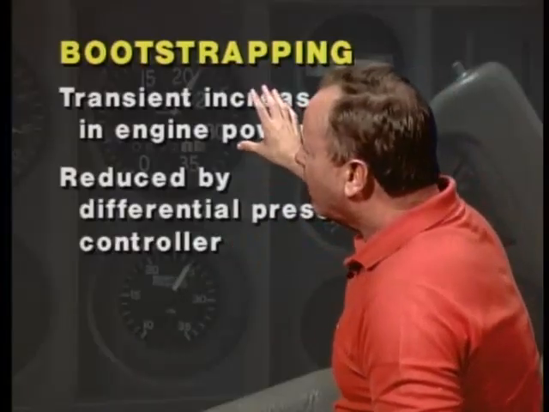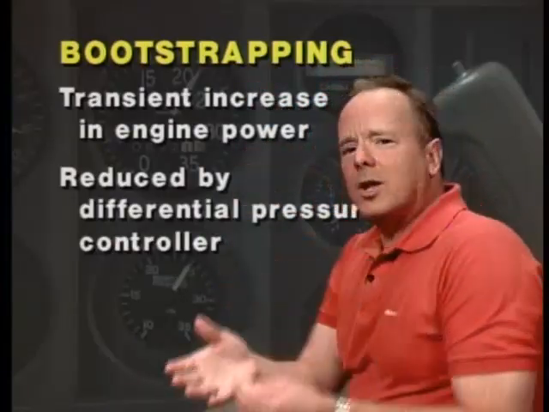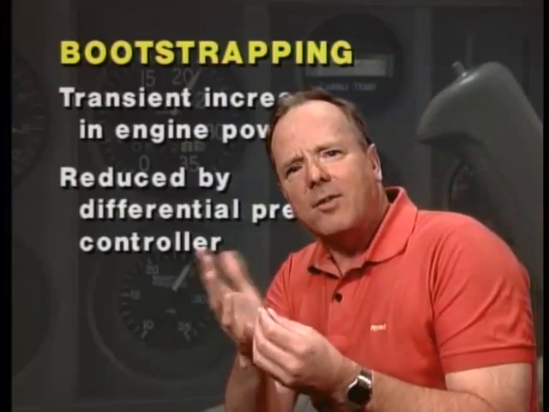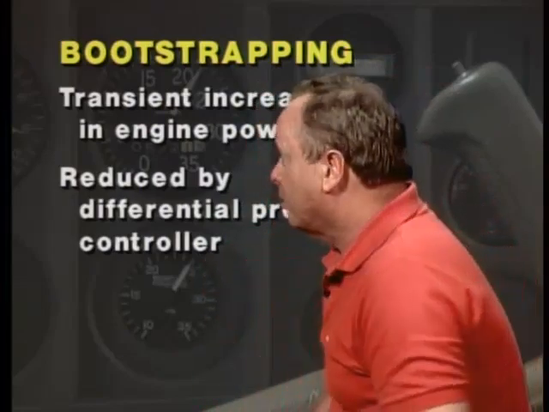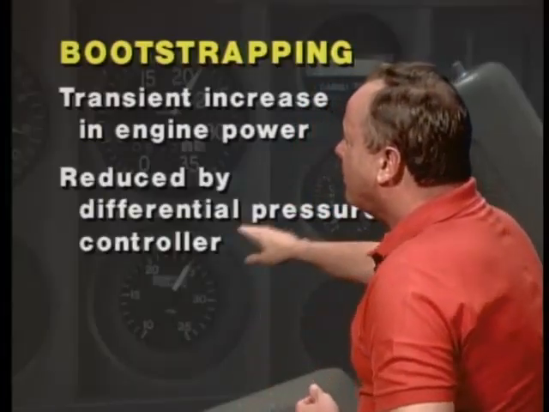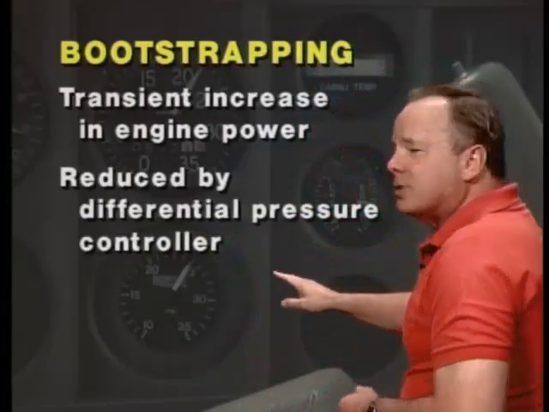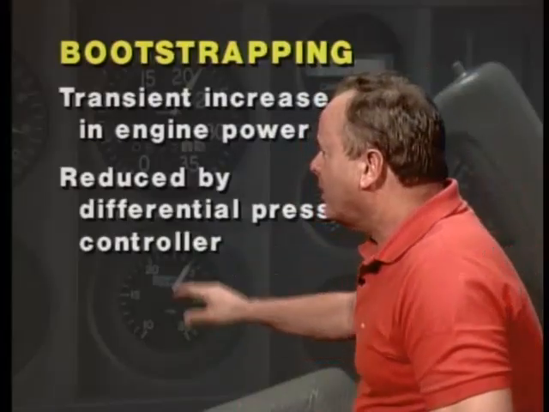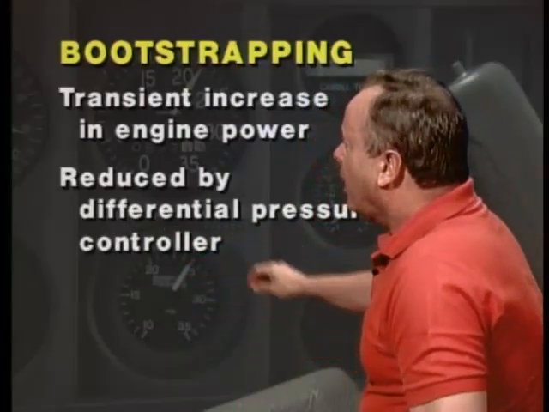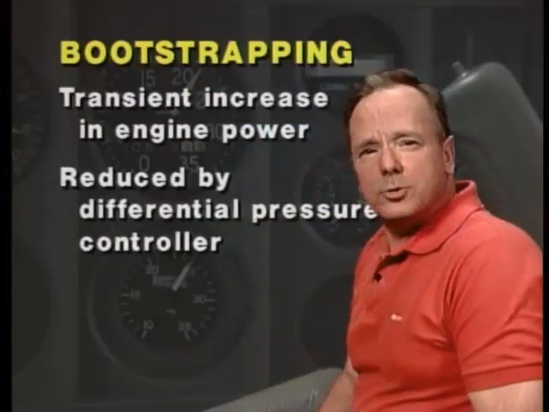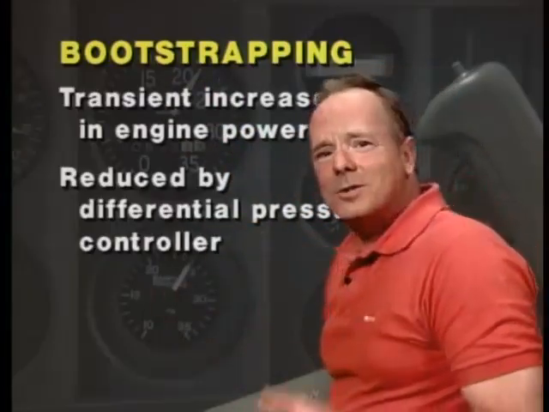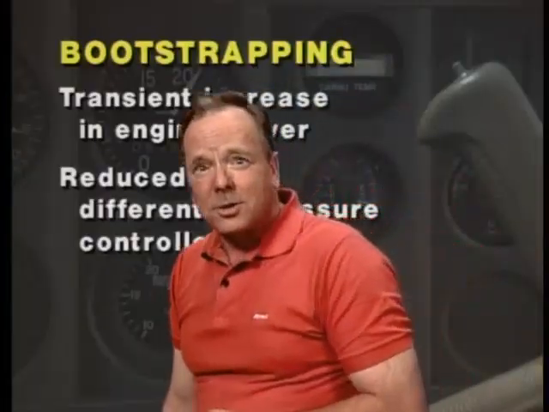Now how do you get rid of that problem? Well, you do it by actually controlling the wastegate, having it move back and forth to keep the manifold pressure the same, and that's the job of the differential pressure controller. So they're going to ask you on the test, what does the differential pressure controller do? Well, it helps prevent bootstrapping, and what's bootstrapping? It's that transient increase in engine power, otherwise known as a surge.